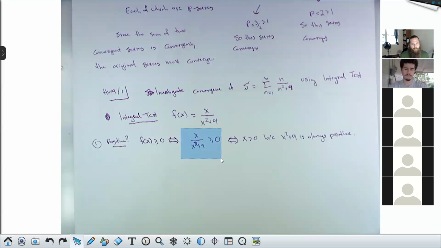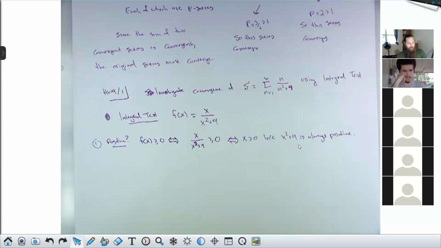The whole fraction would be positive if the top and bottom are both positive, or the top and bottom are both negative. Since the bottom is always positive, the only way for the whole fraction to be positive is if the top is positive. Since the top is just x, this fraction is positive if and only if x is positive. And that's precisely because x squared plus 9 is always positive.